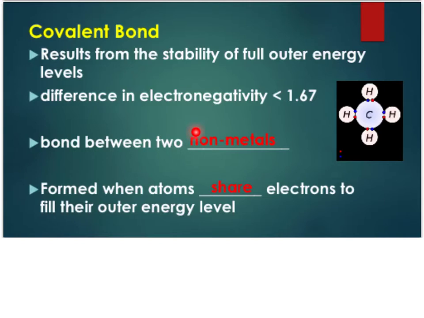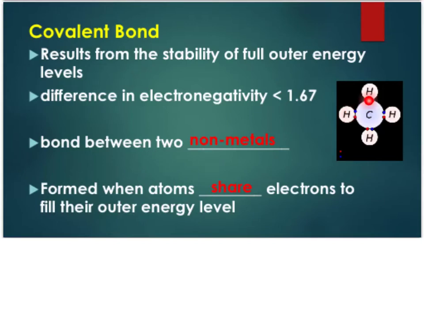So that means these two are relatively close to each other. They're closer to fluorine. The difference in electronegativity is small, so that means we have two nonmetals. Now remember, nonmetals tend to want to gain electrons. So if we have two nonmetals and they both want to gain electrons, the best compromise is to share electrons instead. So they share electrons to fill their outer energy level, as we see here in a bond formed between carbon and hydrogen.